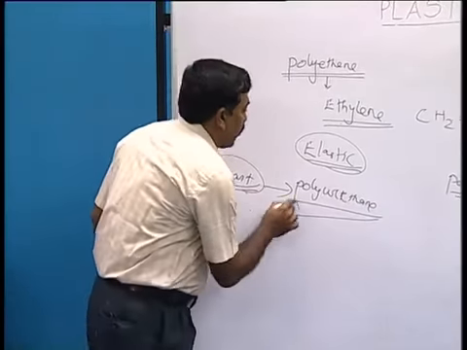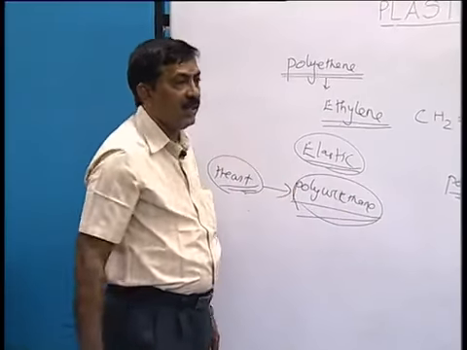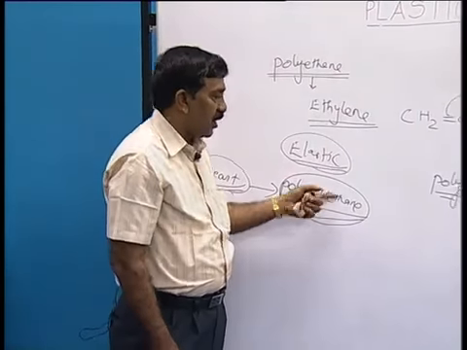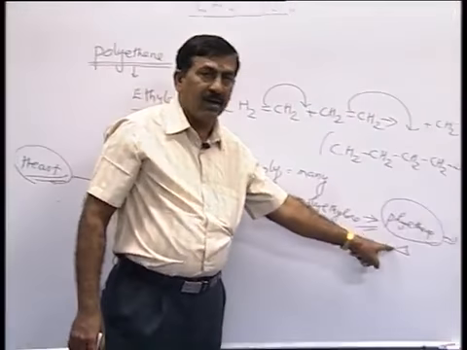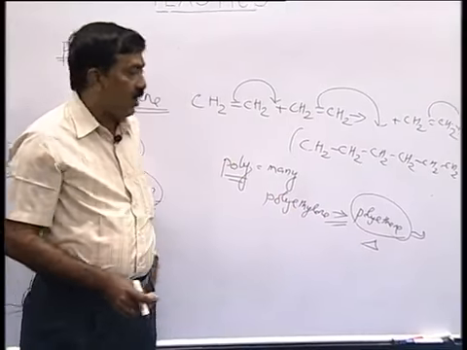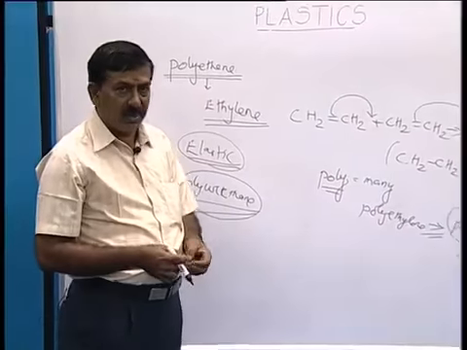So here, what is the importance of polyurethane? Polyurethane is a plastic. It's a thermoplastic. It becomes soft on heating and hard on cooling. It possesses the elastic property, like a rubber.